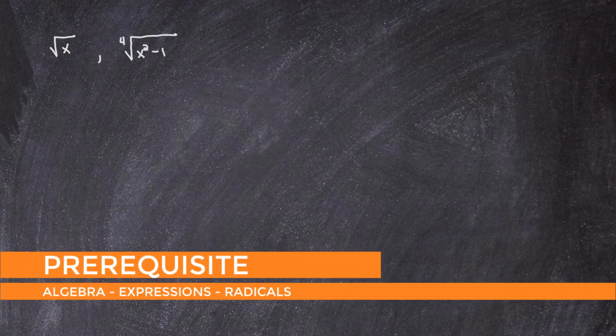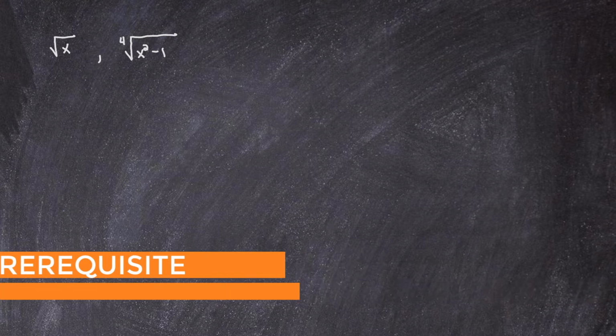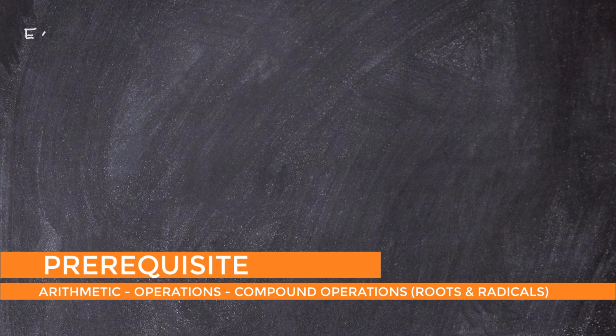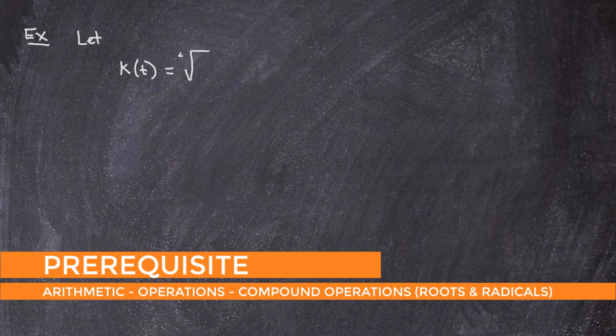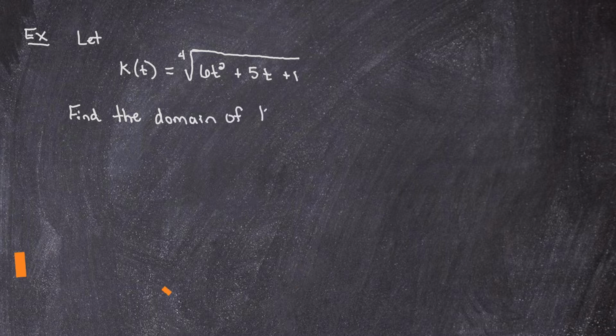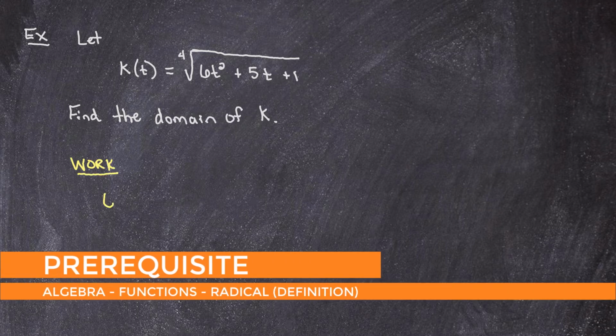Let's turn our attention to even-indexed radical functions. And by even-indexed, I mean square roots, fourth roots, sixths, eighths. These all kind of function the same way. You just want the radicand, the interior of the radical, to be non-negative, greater than or equal to 0. So if you take a look at this function here, we're just saying 6t squared plus 5t plus 1 has to be greater than or equal to 0.